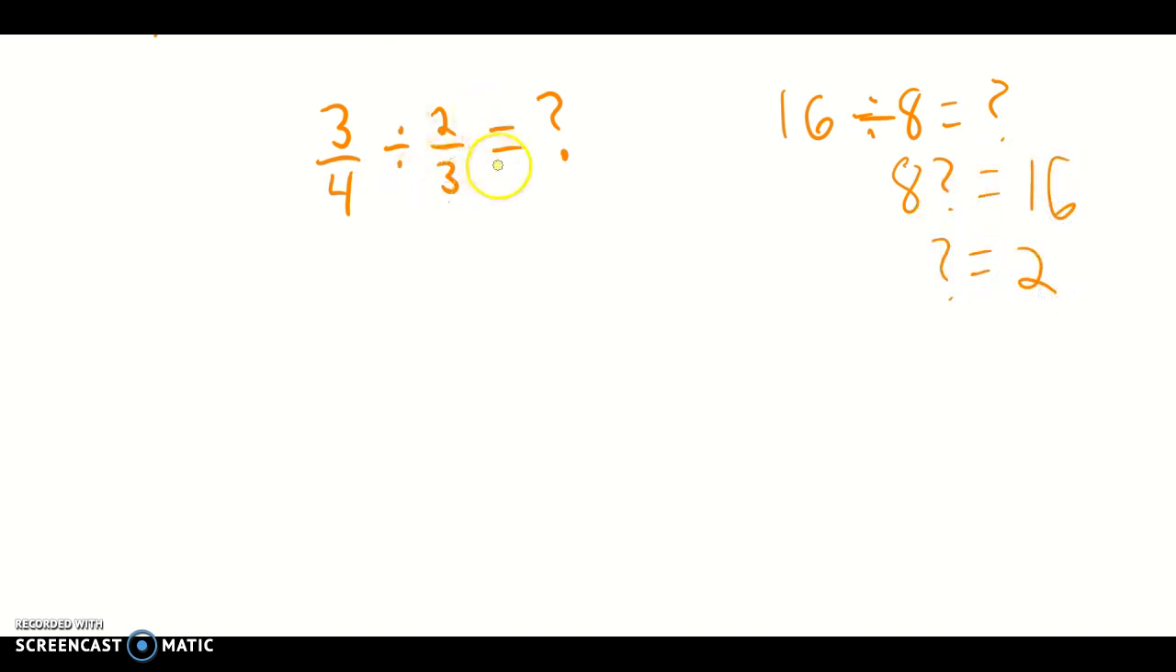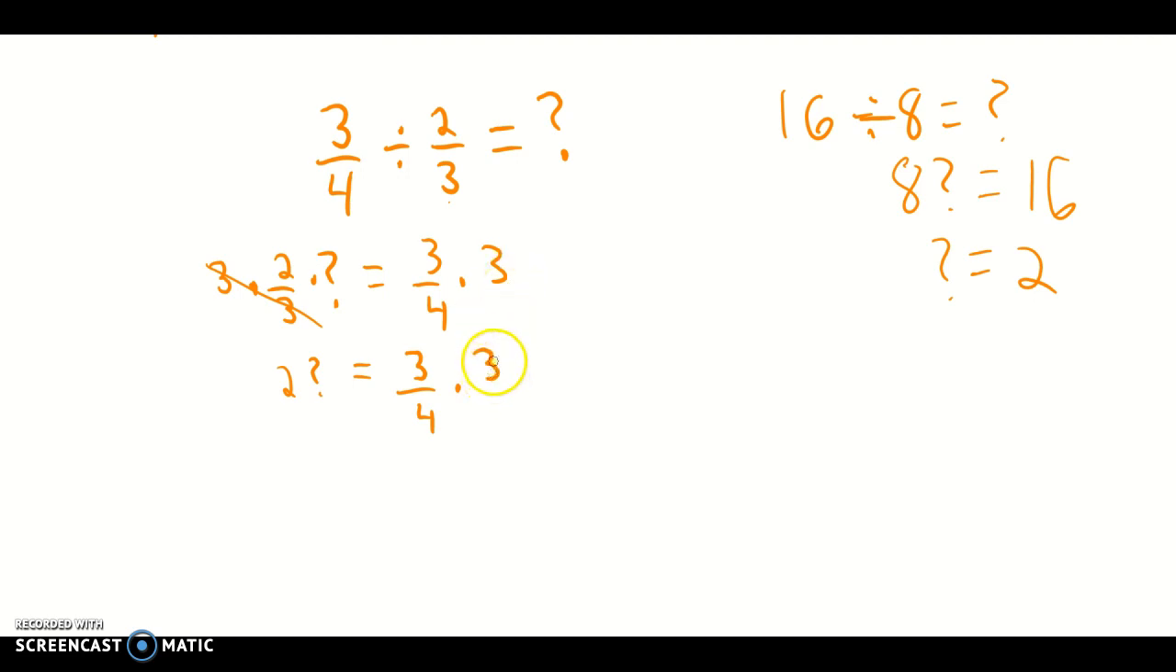So we can use the same logic here. What times 2/3 equals 3/4? That would be using the definition of division. Well, let's undo 2/3 times question mark. A couple things are being done here. Question mark is being both multiplied by 2 and divided by 3. We'll undo division by 3 by multiplying both sides by 3. So that leaves us with 2 times question mark equals, and for the sake of what I'm trying to show here, I'm not going to simplify this. I'm just going to show that it's just times 3.